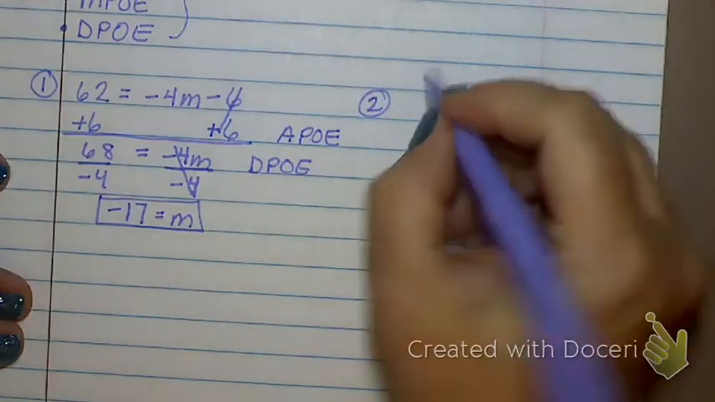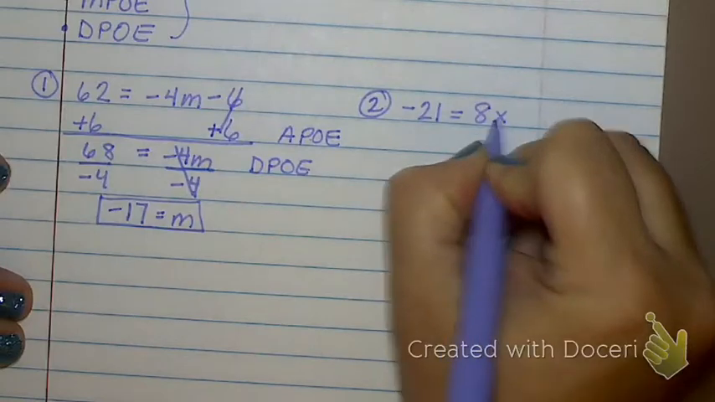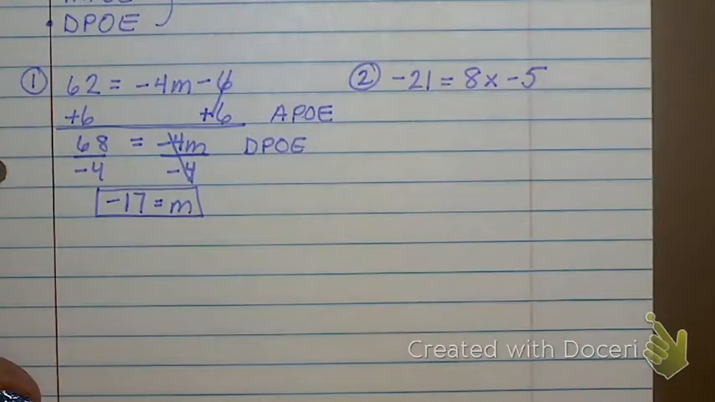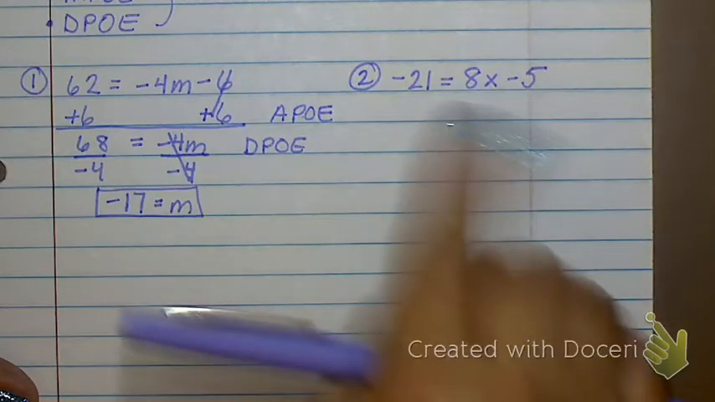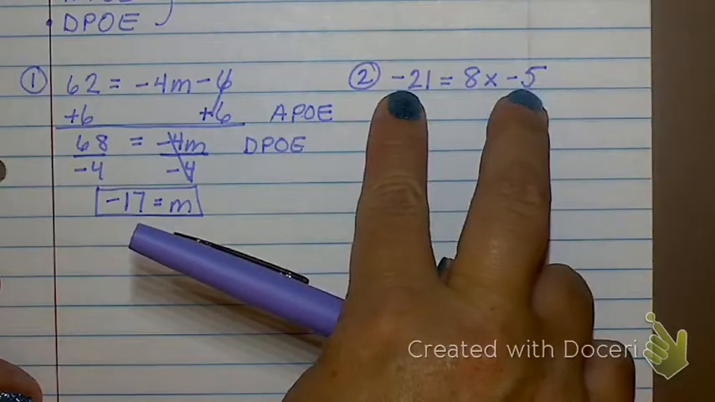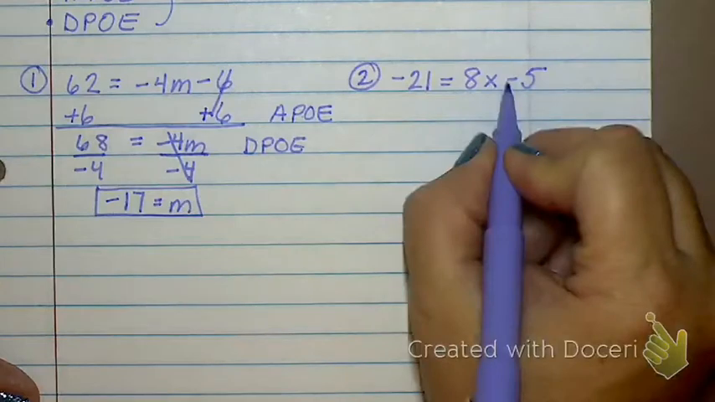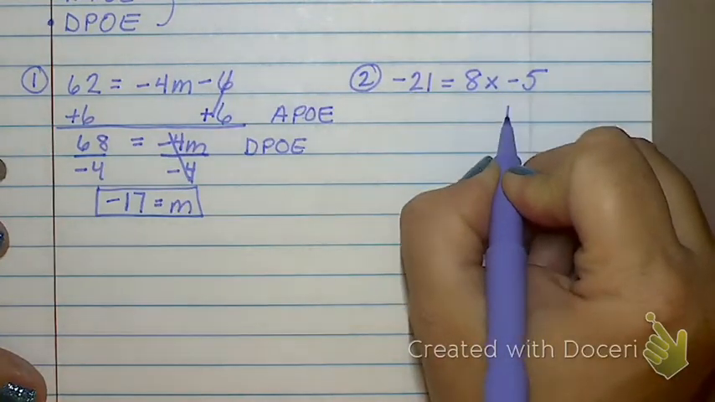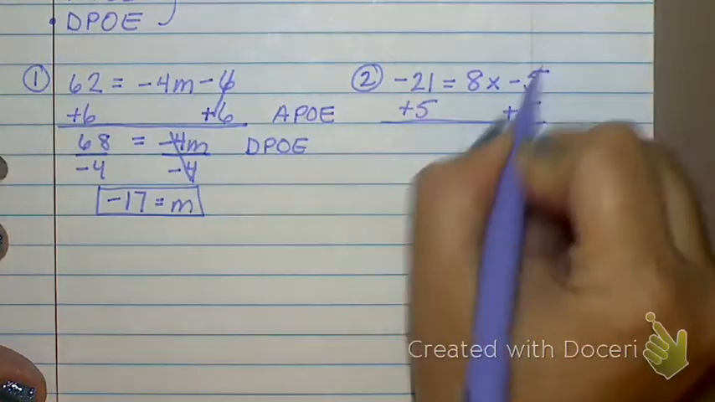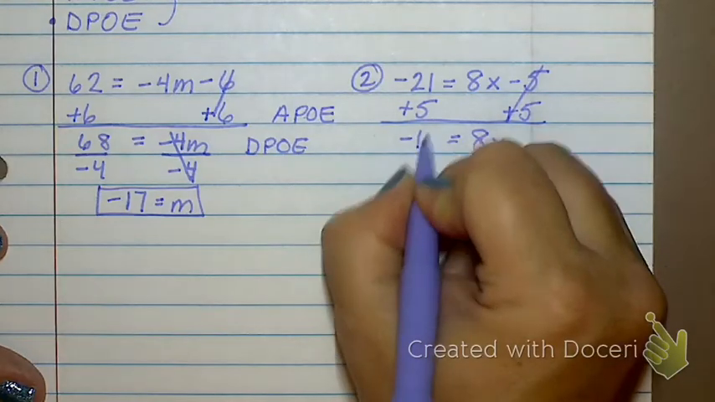All right, number 2. Negative 21 equals 8x minus 5. What are my like terms that I need to combine first? Negative 21 and negative 5, right? Which one am I going to move if I ultimately want to get x by itself? Okay, how do I get rid of the negative 5? Add 5. That gives me 8x over here, and negative 21 plus 5 is negative 16.